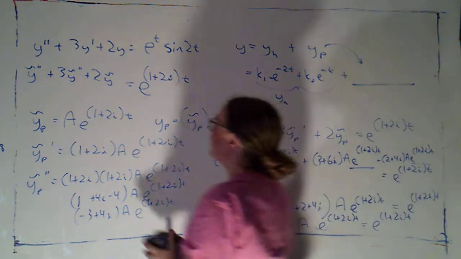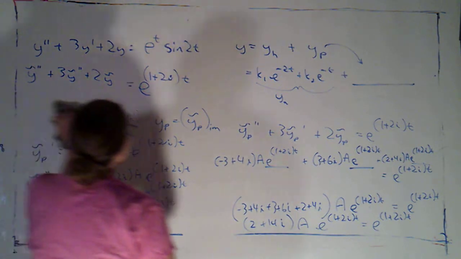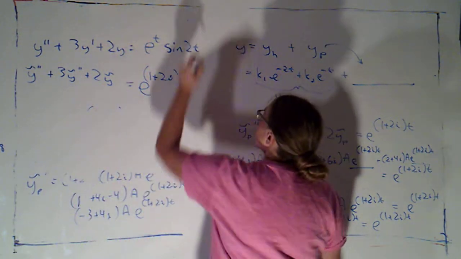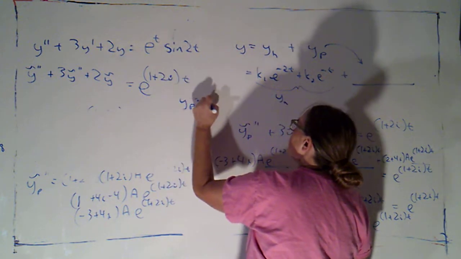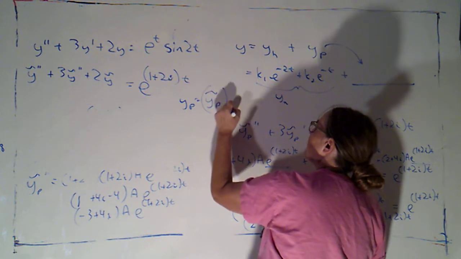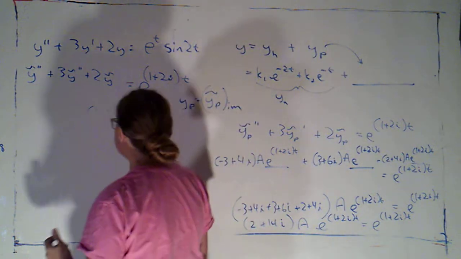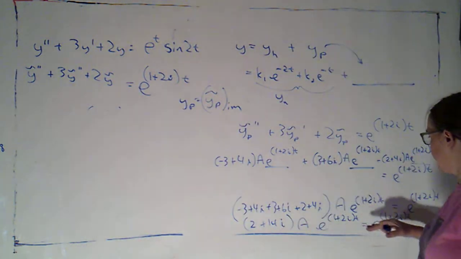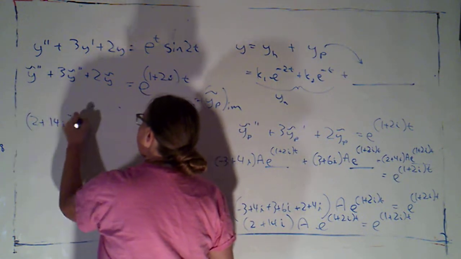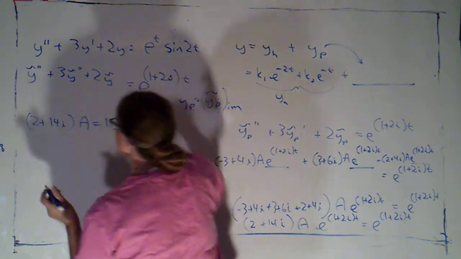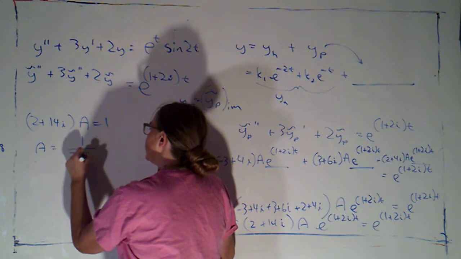All right, so with this, let's see. I'm going to just make myself a reminder that y_p is going to be the imaginary part of y tilde p. Okay, so now if this is going to work, my coefficient here has to equal 1. So 2 plus 14i times a has to equal 1. So a will be 1 over 2 plus 14i.